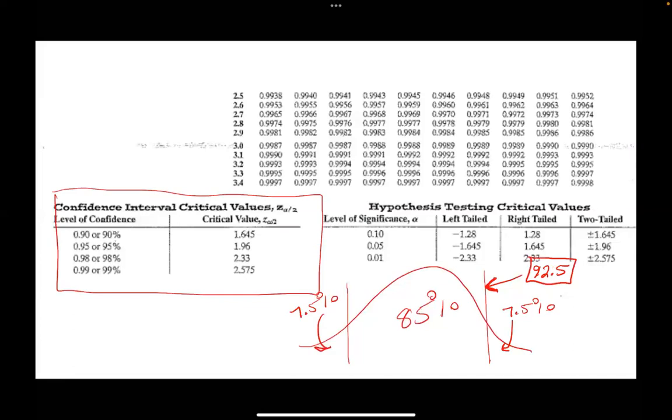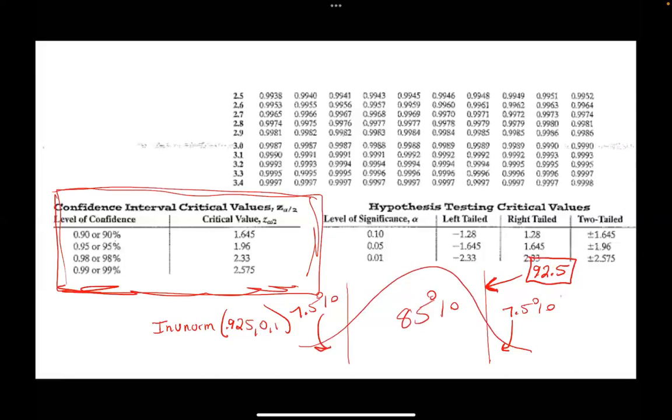So since it's not located in this box, I could use inverse norm with 92.925, 0, 1, and I could get that critical value. But these ones are just the critical values they already found for you. So go ahead and use these if they give you one that's on that table, because why do extra work if you don't have to, right?